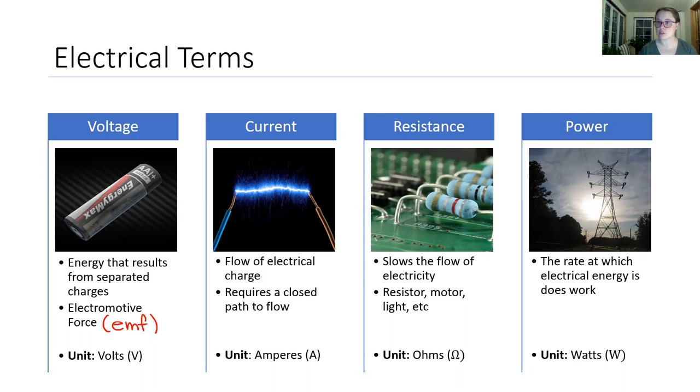Now, current, we're fairly familiar with. When you're thinking of electrical current, you can think of it like water. So it's a flow. Instead of the flow of water, it's the flow of electrical charge. Voltage is the result of charges being separated. Attraction causes those charges to move through a circuit back to the other side. So charge moves from negative around to positive.